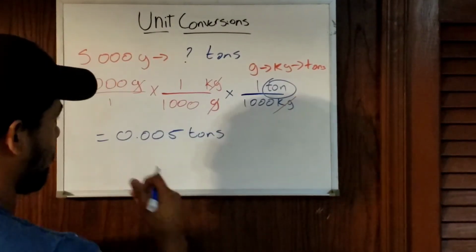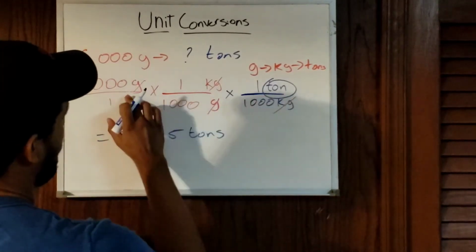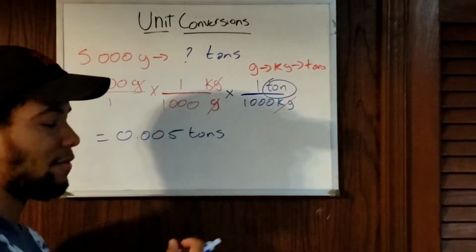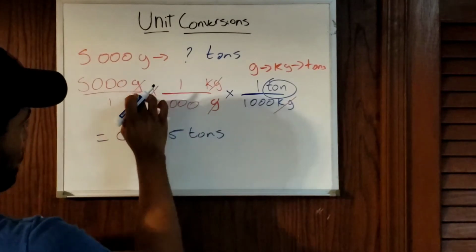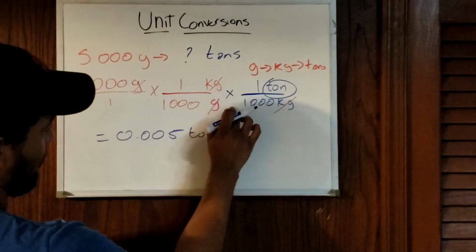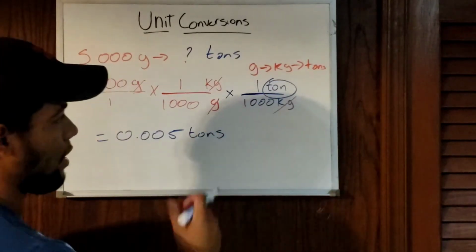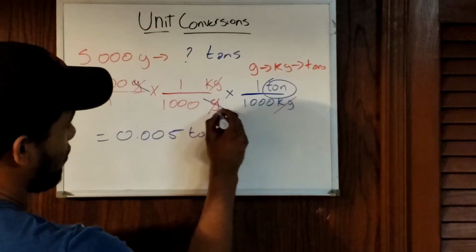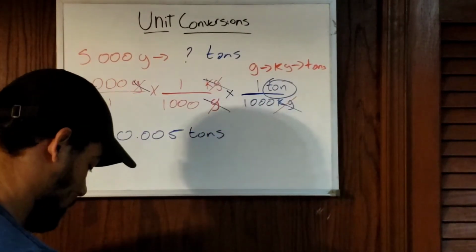So that is how you do a multi-step conversion. You have to remember to chain these together. If you don't have a direct conversion factor, you're going to have to chain conversions together. That's why I went from grams to kilograms, and then from kilograms to tons. I had to chain these together. This here should cancel out, and this here should cancel out, leaving you only with your final unit.